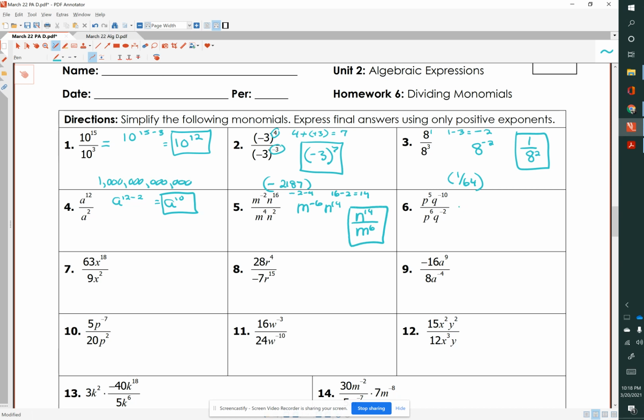For number 6, we have p, and it's 5 minus 6, which would be negative 1 as the power, q, negative 10 minus negative 2, which is negative 10 plus 2, which is negative 8. So q to the negative 8 power. Both of these go in the denominator, so we'll put a 1 for the numerator. So it'll be p to the first power, but that 1, we're going to make it an invisible 1. We don't need to put the 1 for a power of 1. But the q will have a power of positive 8.